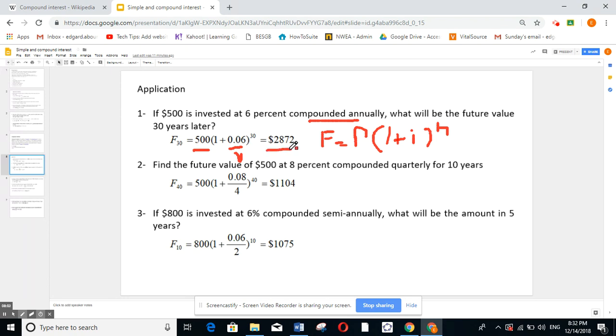And what interest are you going to gain? You're going to do, for example, here, 2,872. You take out the present value, 500. You're going to get as interest 2,372.